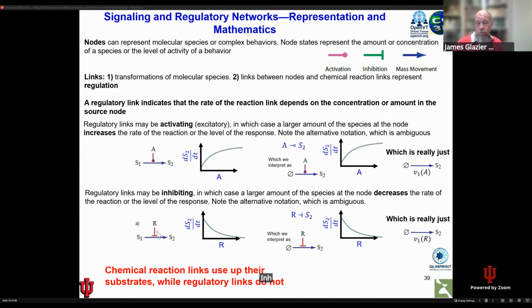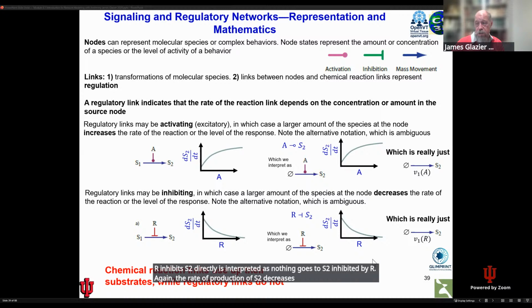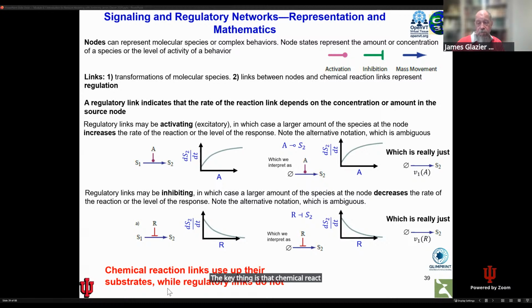Inhibition, we have R inhibiting the production of S2 from S1. The rate of production of S2 decreases as R increases. R inhibits S2 directly, is interpreted as nothing goes to S2 inhibited by R. Again, the rate of production of S2 decreases as R increases. The key thing is that chemical reactions use up their substrates. Regulatory reactions don't.